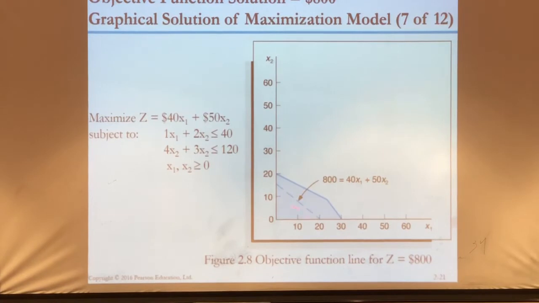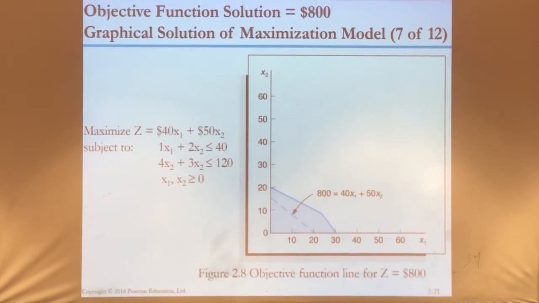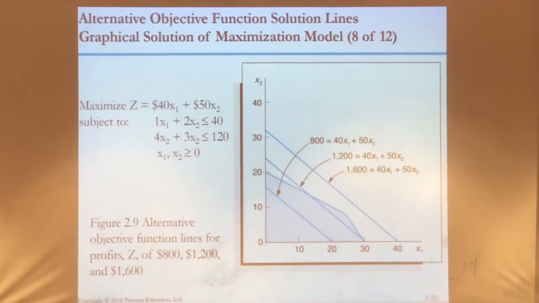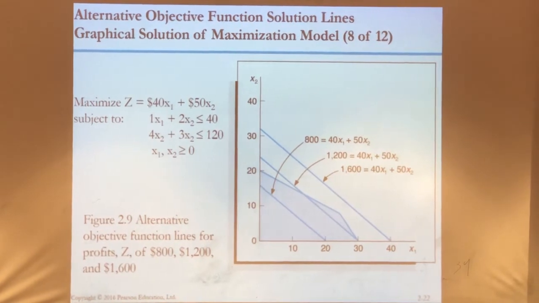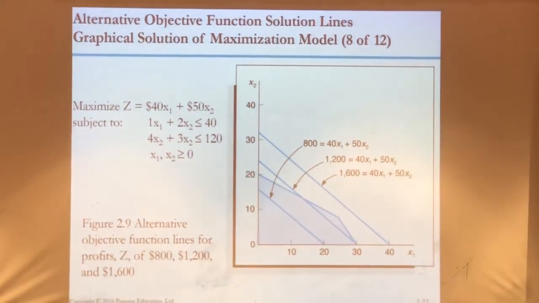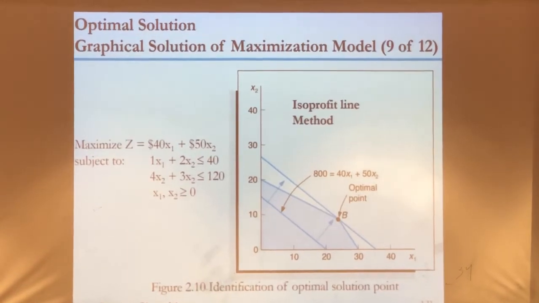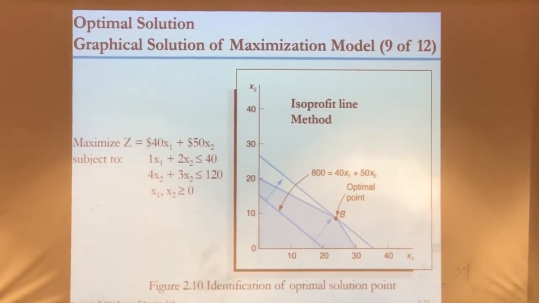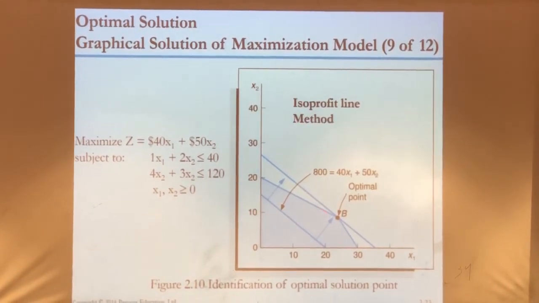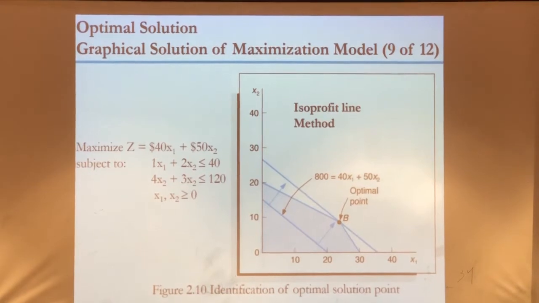This is an isoprofit line here. All right, and this is drawn, and parallel lines are drawn, and it is the isoprofit line here that is going through this optimal point.